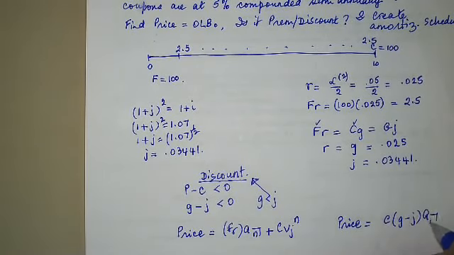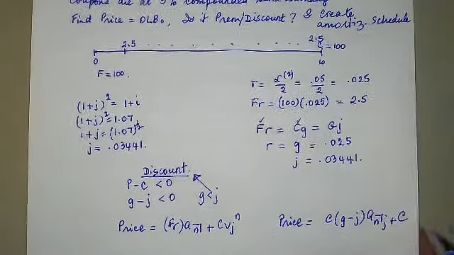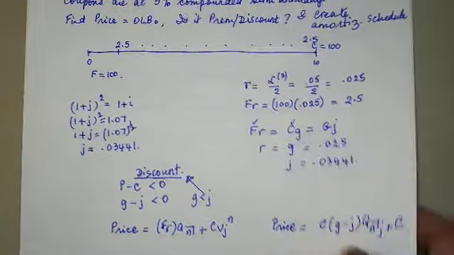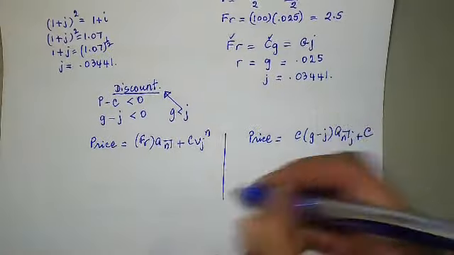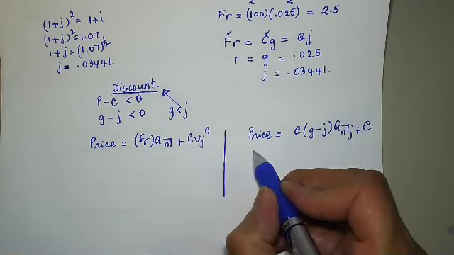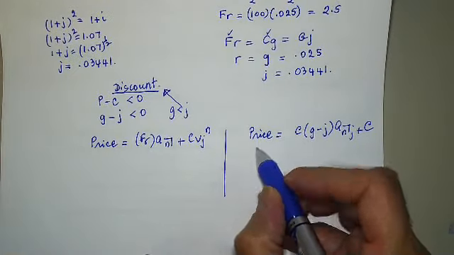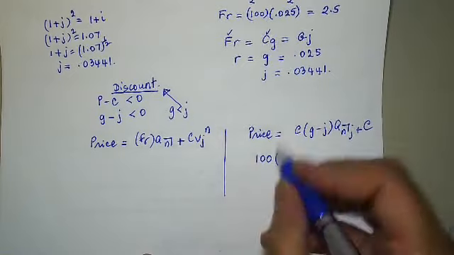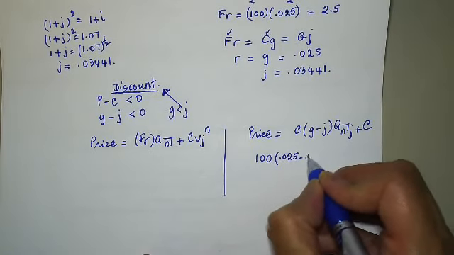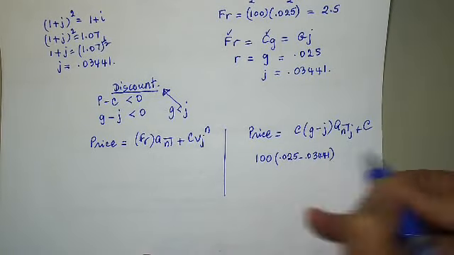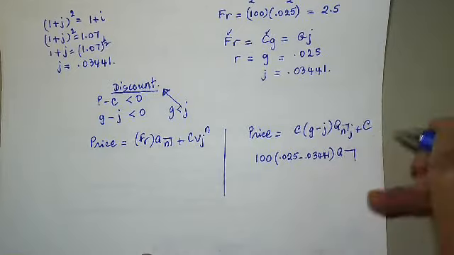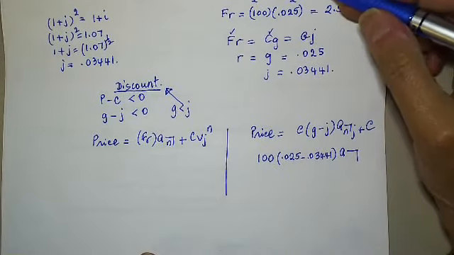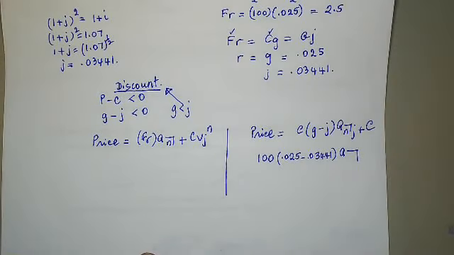What is the price of this bond? How do we find price? We have so many different formulas to find price, right? One is FR A angle N plus CVJ to the N. I could use that, or I could use price equals, what's the premium discount formula? C times G minus J, A angle NJ plus C. Why don't I use that one right now?